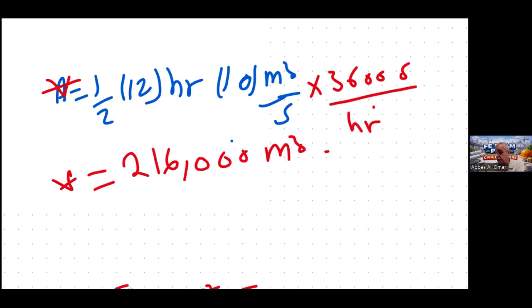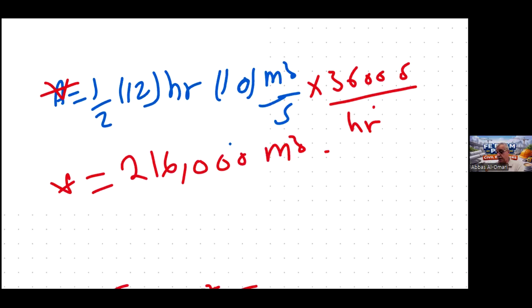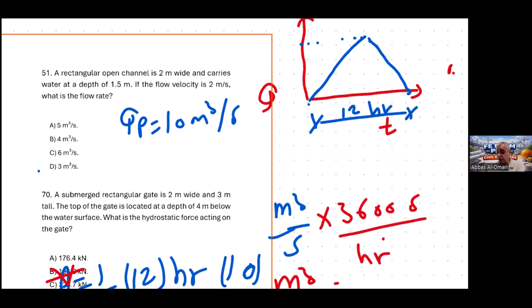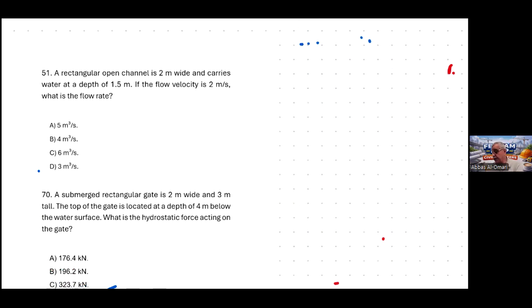I want to do one more open channel question, but it is a different type of question so that you don't get confused. Let's see the question. So we have, again, a rectangular open channel. This is question 51. We have a rectangular open channel. The width is 2 meters.